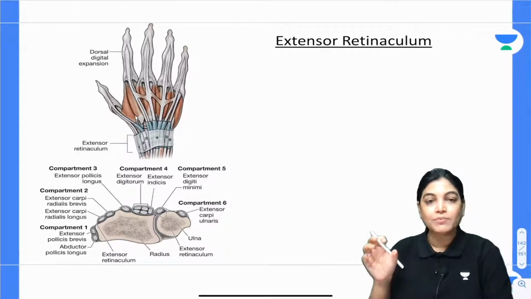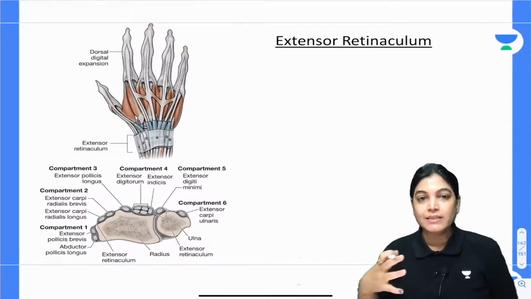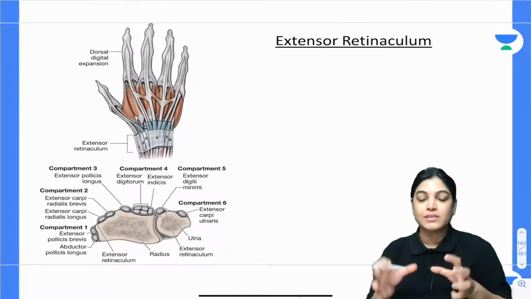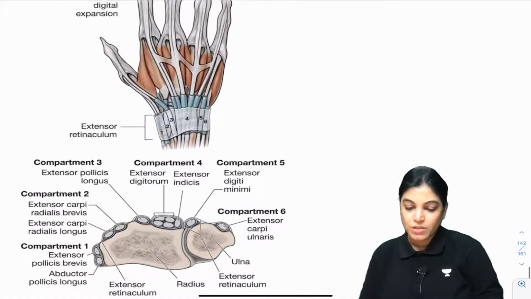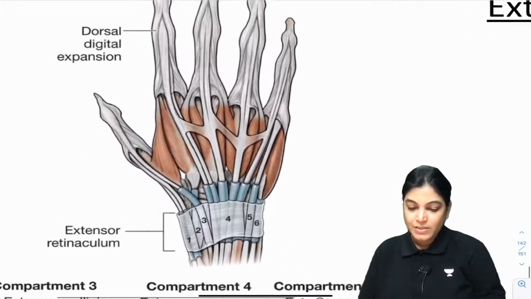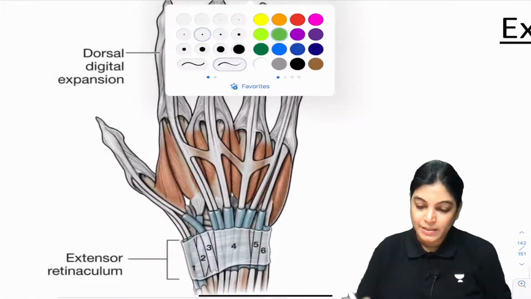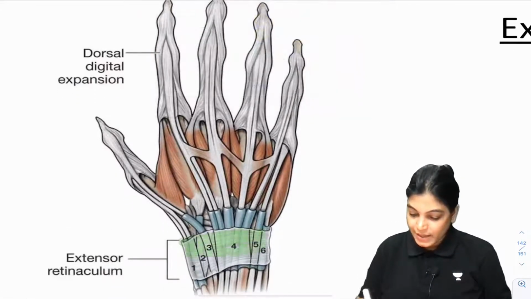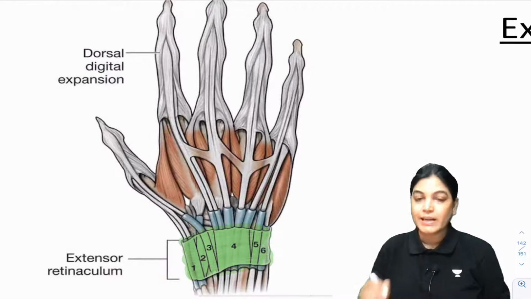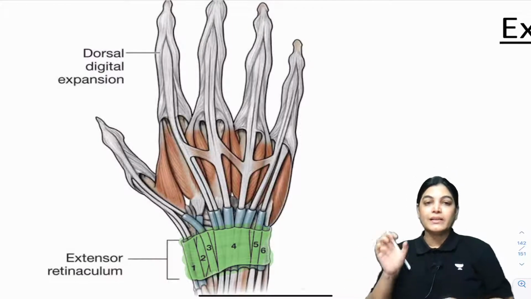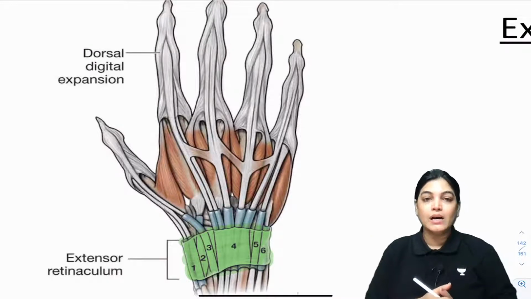We have to know which extensor tendons are kept together and passing deep to it. So, let me just enlarge this. First thing is the extensor retinaculum, which is clearly seen here. The extensor retinaculum is bridging the dorsal aspect of the hand and keeping all the extensor tendons together, where they are diverging and going towards the metacarpophalangeal joints, as you can see here.